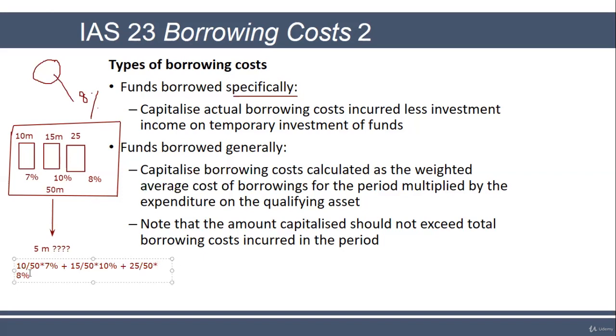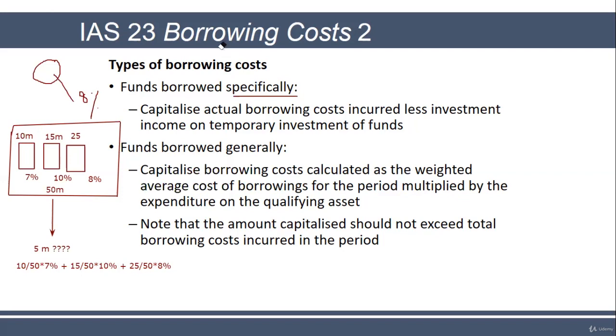We are taking the average. That you say that, out of 50 million, 10 million is at 7%. Out of 50 million, 15 million is at 10%. And out of 50 million, 25 million is at 8%. When you make an average, you may get something like 8%, 8.2%, 8.3%. Then that average cost you should use. So either you have a specific rate or you have an average rate.